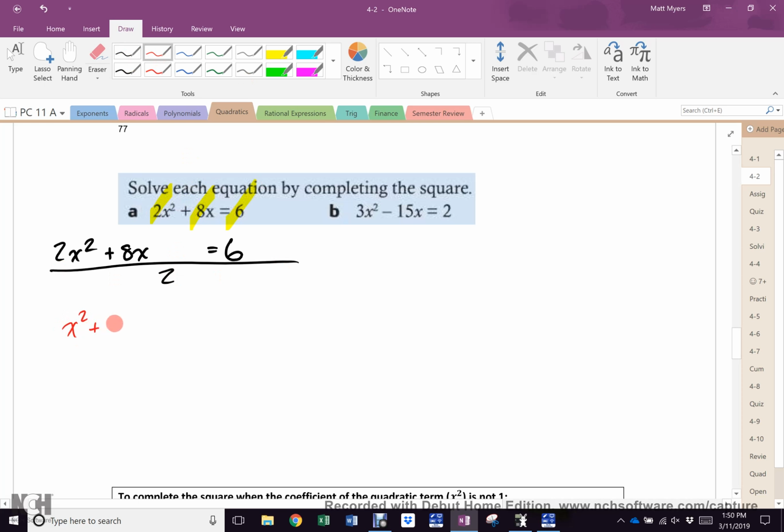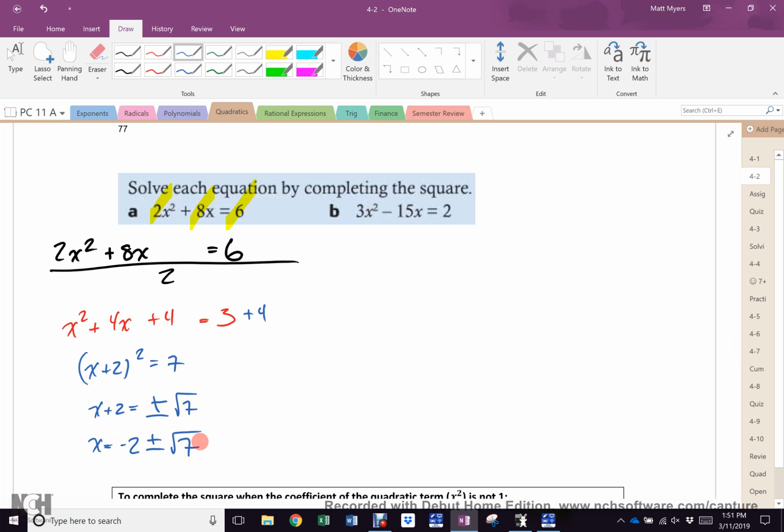X squared plus 4x equals 3. Now what goes there? Why is it 4? 4 divided by 2 is 2. 2 squared is? Once I add plus 4 to that side, what do I have to do over here? Plus 4. And I get (x plus 2) squared equals 7. X plus 2 equals plus or minus root 7. X equals negative 2 plus or minus root 7. Everybody good? Terrific.